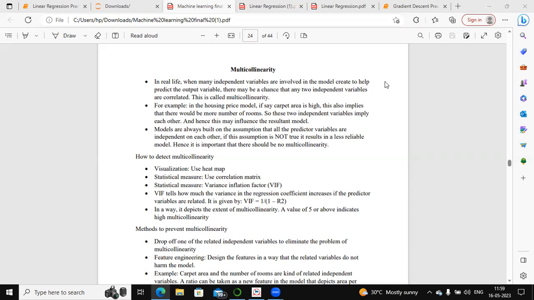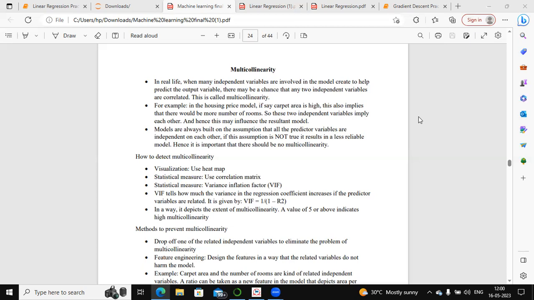Models are always built on the assumption that all the predictor variables, that is independent variables, are not related to each other. If this assumption is not true, it results in a less reliable model. Hence, it is important that there should be no multicollinearity. How to detect multicollinearity? Visualization using a heat map. In the coding part, I will teach you how to draw a heat map, and check multicollinearity using a statistical measure, that is the correlation matrix.